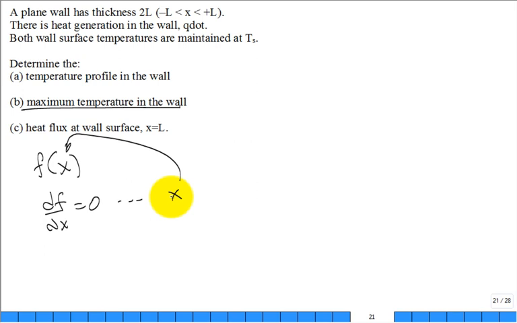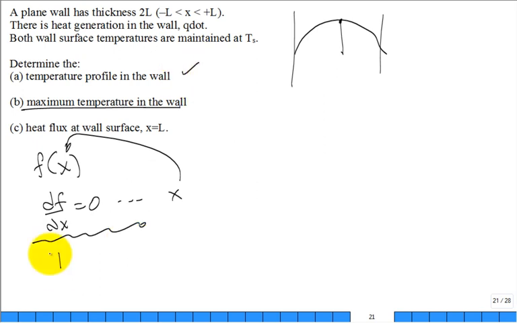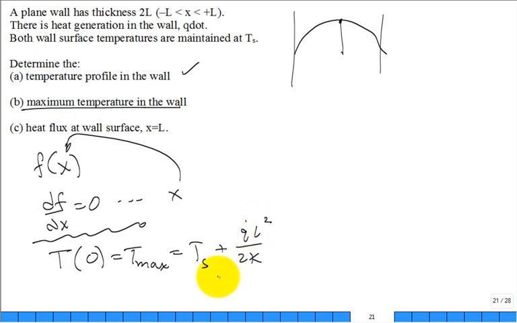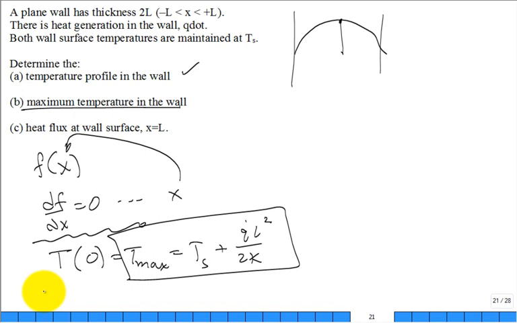You can say, guess what? The maximum's at x equal to 0. You can skip this hard step of trying to figure out where the maximum is. You know it's at x equal to 0, so just plug it into our temperature profile. And so temperature at 0 is equal to the maximum, which is equal to the surface temperature plus, what was it, q dot L squared divided by 2k? I mean, make a little statement on the exam saying the maximum is at the location x equal to 0 and move on.